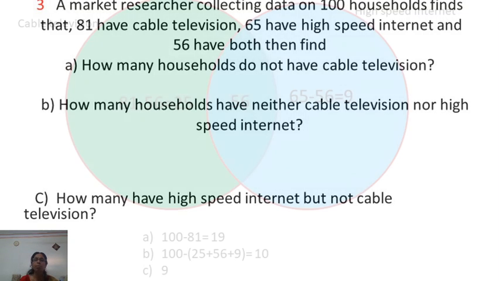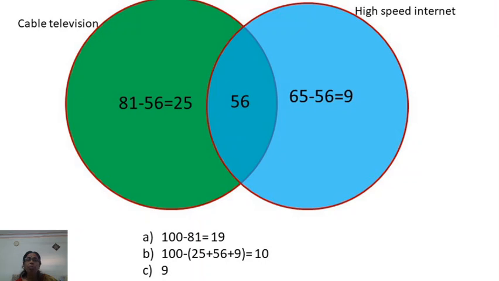So these are the people not having cable television and high speed internet, that is 100 minus this 25 plus 56 plus 9. So it gives 100 minus 90, that is equal to 10 people. Answer is 10.